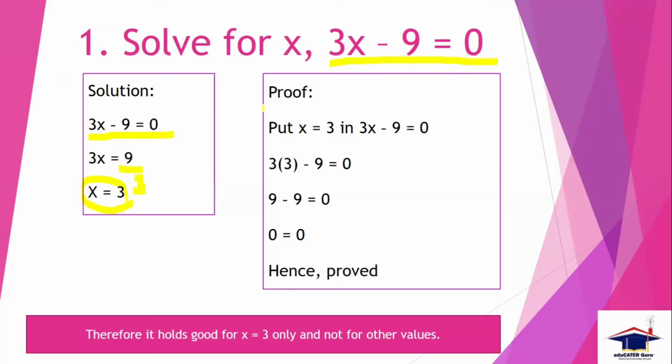So, proof. We'll cross check whether the value 3 we have got is right or not. In the place of x, we'll put 3 in this equation. So 3x minus 9 equals 0. In the place of x, we are putting 3 here. 3 into 3 minus 9 equals 0. 3 3s are 9. So 9 minus 9 equals 0. So hence it is proved that the equation 3x minus 9 equals 0 is true. So you have to write that the value x equals 3 holds good for this equation and no other value can be put for the value x.